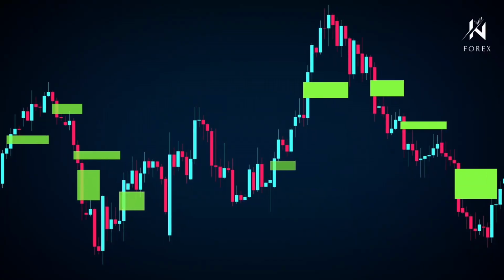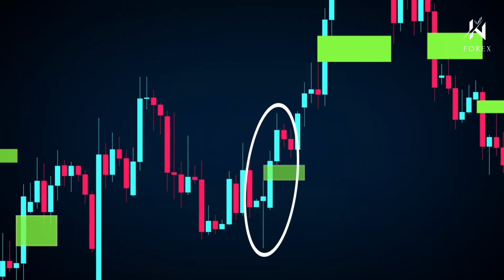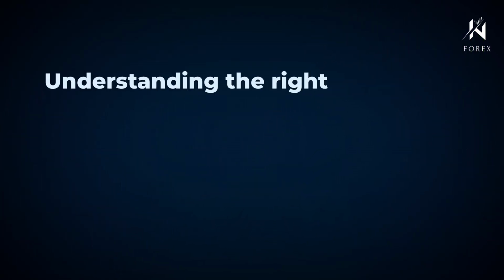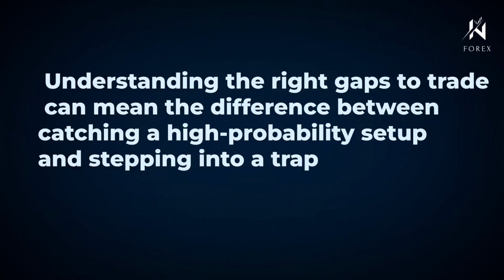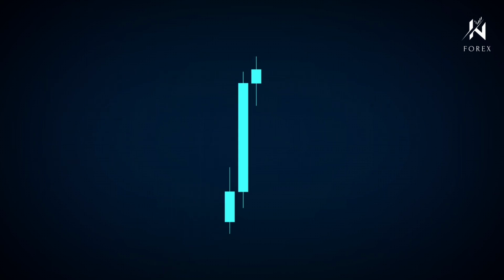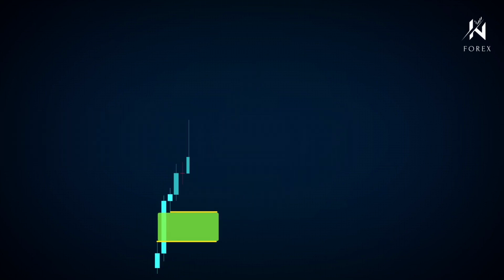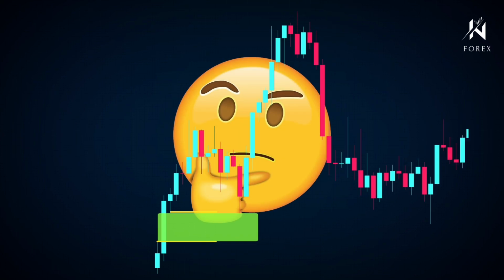Fair value gaps are chart imbalances identified by a 3-candlestick pattern, but not all gaps are created equal, and that's where most traders get it wrong. Understanding the right gaps to trade can mean the difference between catching a high-probability setup and stepping into a trap. For a bullish fair value gap, the first candle's high doesn't overlap with the third candle's low, creating a visible gap. The market often retraces to fill this gap, either partially or completely, before resuming the trend. But how do you know which gaps are strong enough to trust?